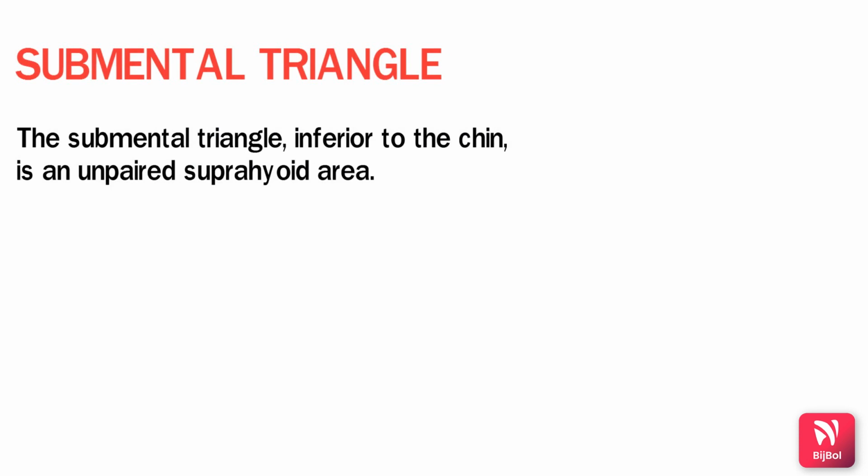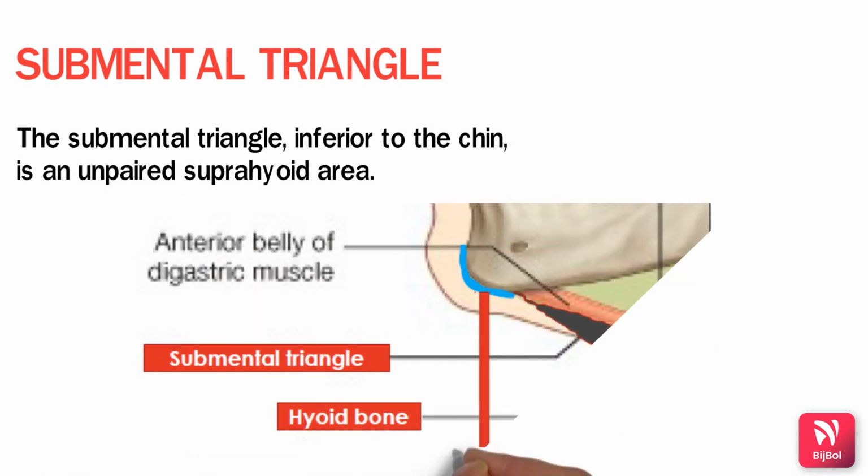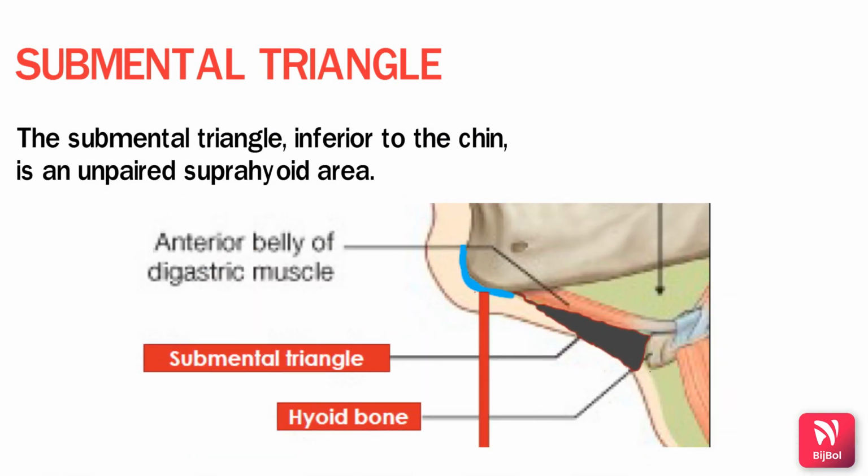It lies inferior to the chin, in the unpaired suprahyoid area. In this diagram, you can see the blue color is the inferior area of the chin and beneath it is the submental triangle, which is indicated by the black color demarcation. The black color demarcation is the submental triangle.